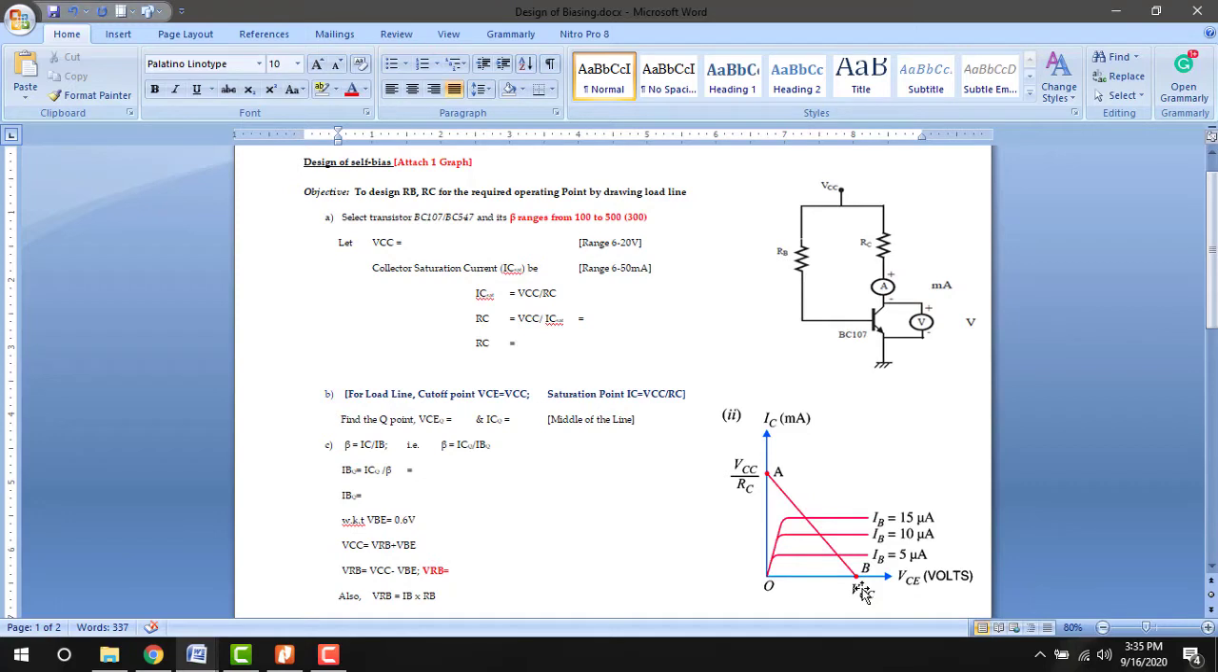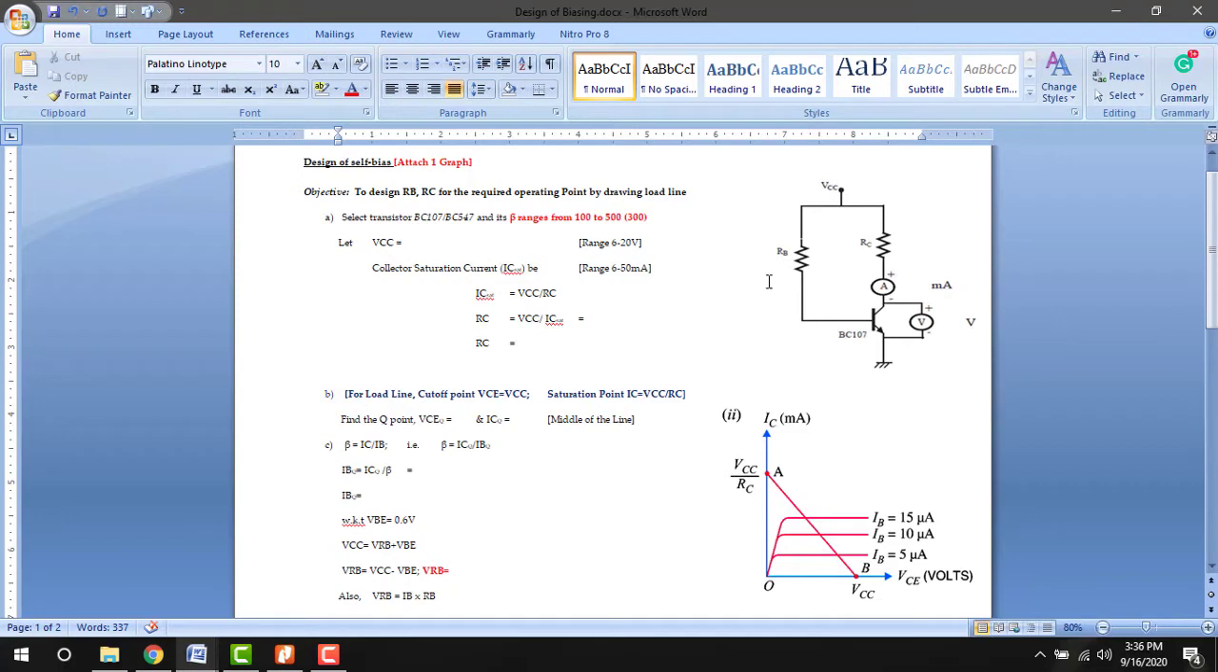Generally, the operating point is the zero signal collector current and zero signal collector emitter voltage. When the signal is not applied, here the signal is applied in the base circuit, but here we are not applying a signal. In this condition, the value of IC and the value of VCE, that is the ammeter reading and the voltmeter reading, is called the operating point. So we are going to verify the operating point for our design.